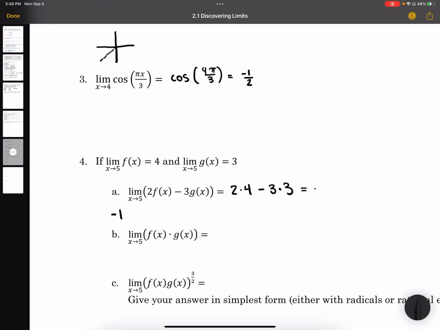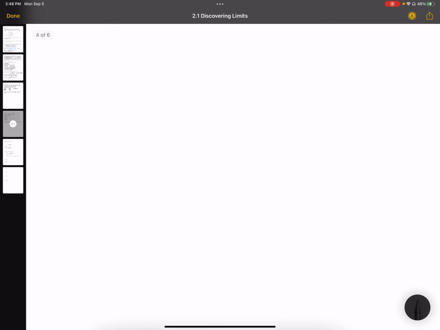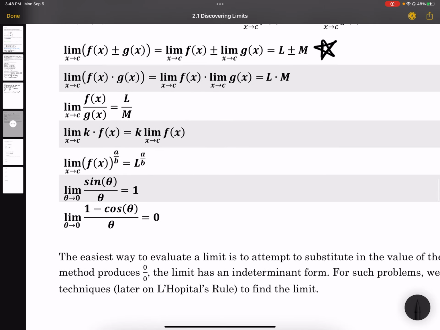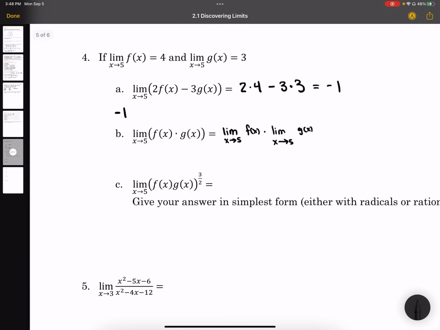and apply the limits in our head without having to do all of this work. So we still get -1. B, this is the same as if we have the limit as x approaches 5 of f of x times the limit as x approaches 5 for g of x. So we are applying this property. We can just multiply the two limit values.